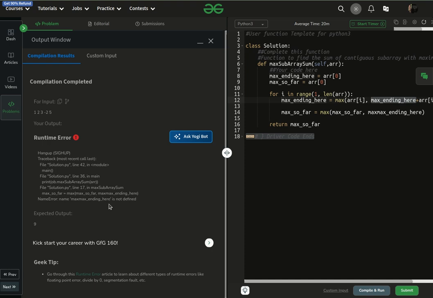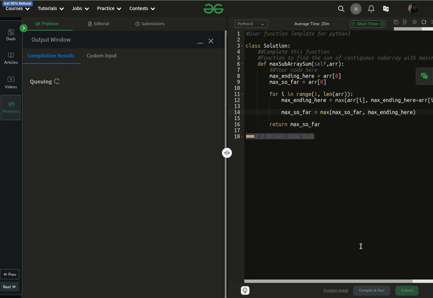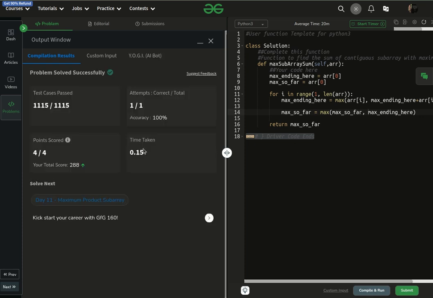Maximum ending here is not defined. Okay. Yeah, so our output is 9 and expected is also 9. Okay, so let's submit. Let's check whether all the tests will pass or not. So all the test cases are passed, 11 by 11.